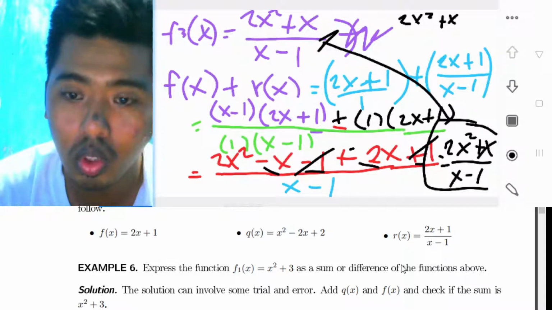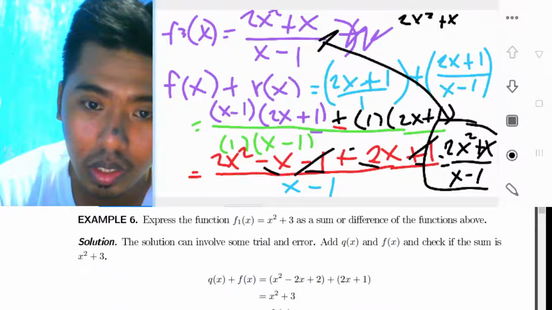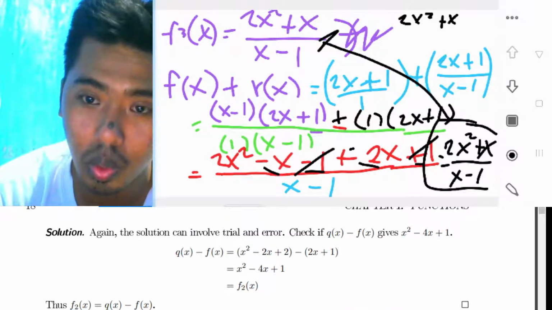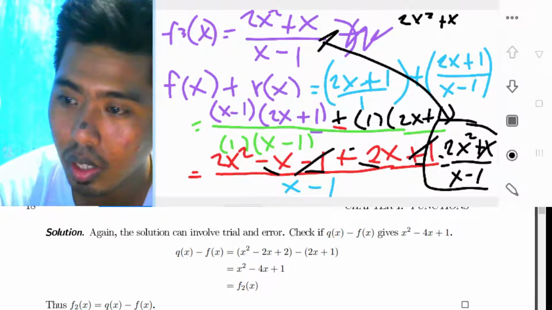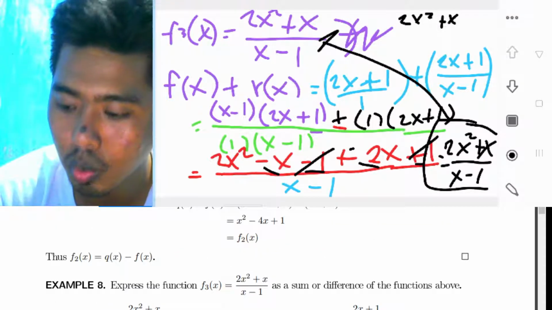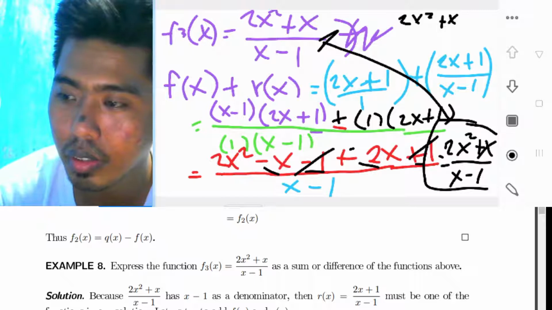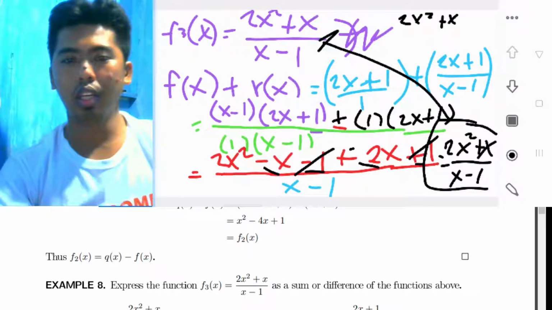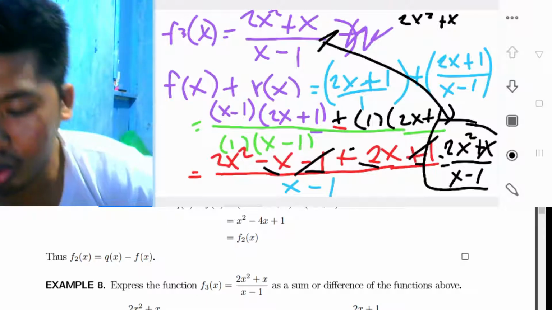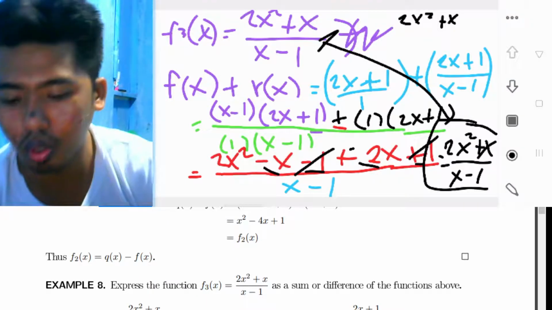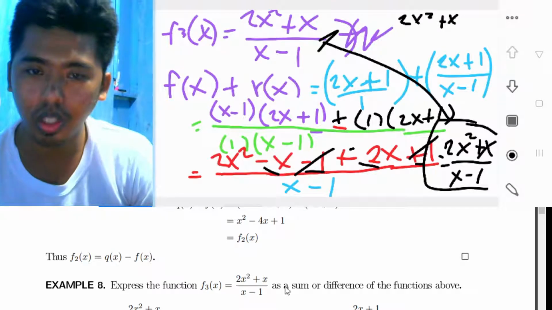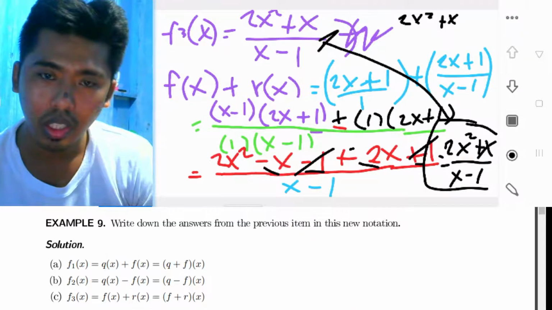So we already answered question number 8. That would be 2x squared plus x, this one, number 8. Like that: express the function f sub 3 of x as equal to 2x squared plus x all over x minus 1. So let's continue to example number 9.